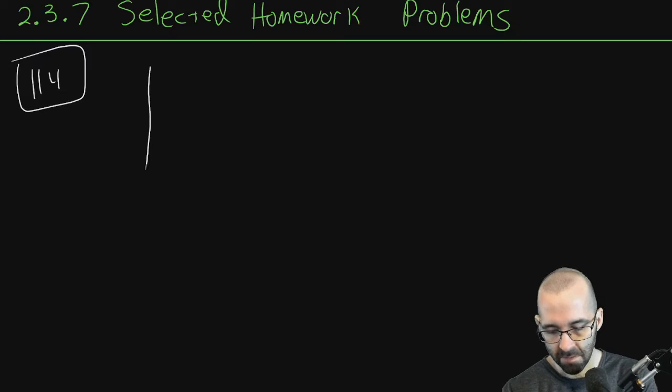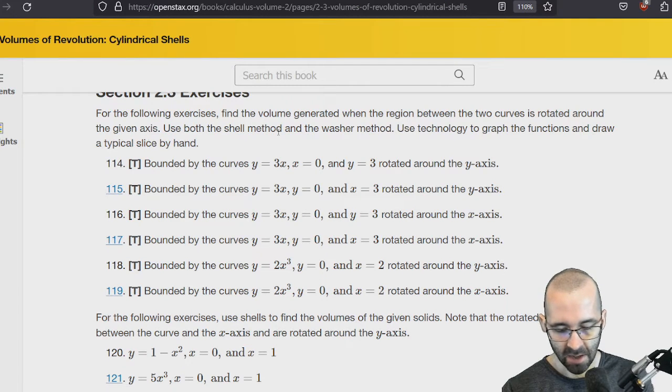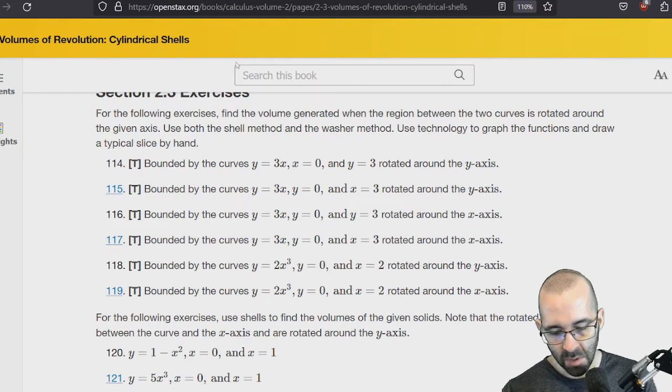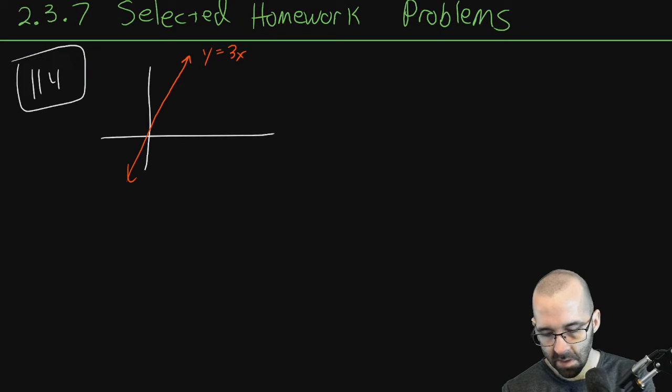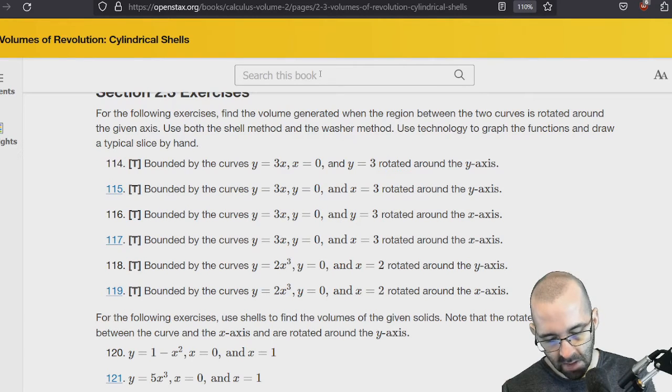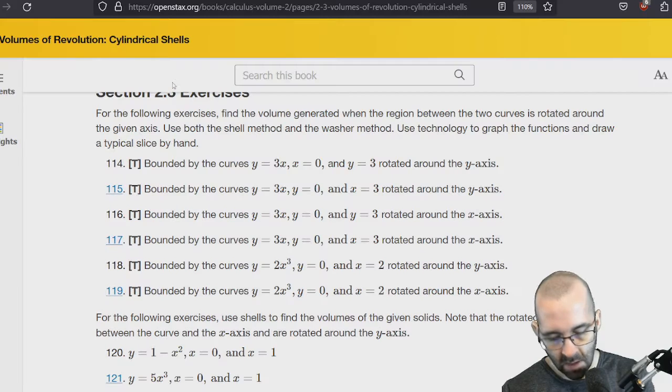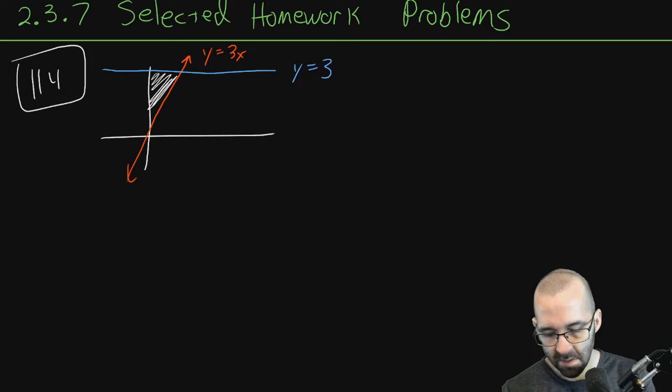Let's start with our picture. It says we can use technology, but I think it's going to be easier to do it by hand. y equals 3x, and y equals 3. And it's the region between them and x equals 0. All right, so it's this region, rotated about the y-axis.